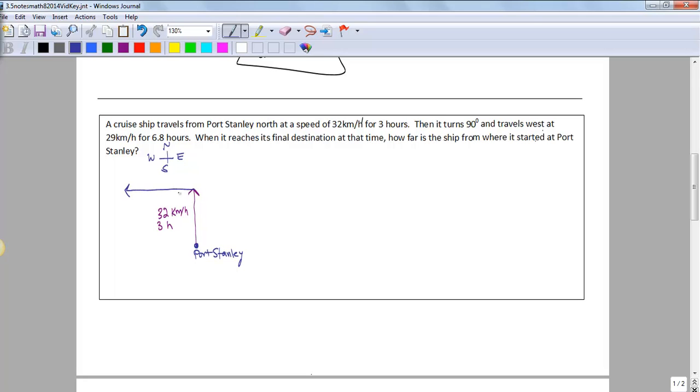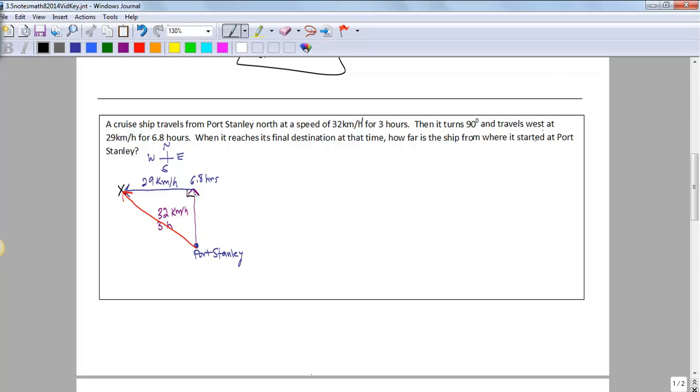Now this leg of the trip, ooh, that's a really long one, 29 kilometers per hour for 6.8 hours. When it reaches its final destination at that time, so X marks the spot there, how far is the ship from where it started? So this is where we started, this is where we finished. You're going to find the hypotenuse. 90-degree angle. I know that we're using the Pythagorean theorem.